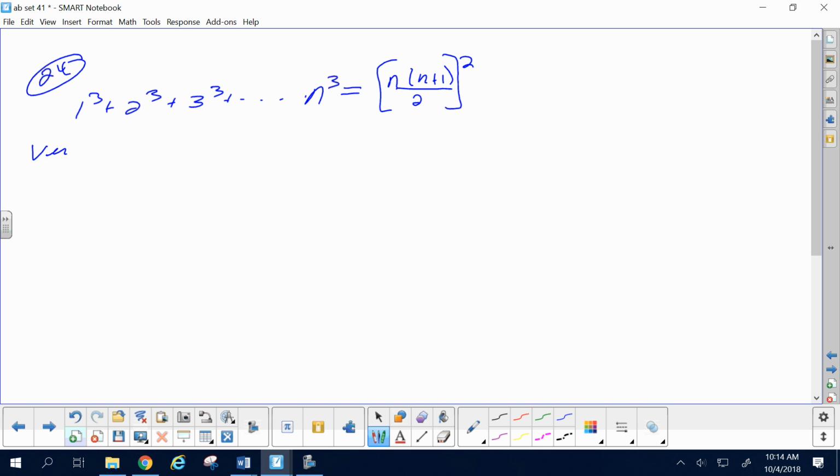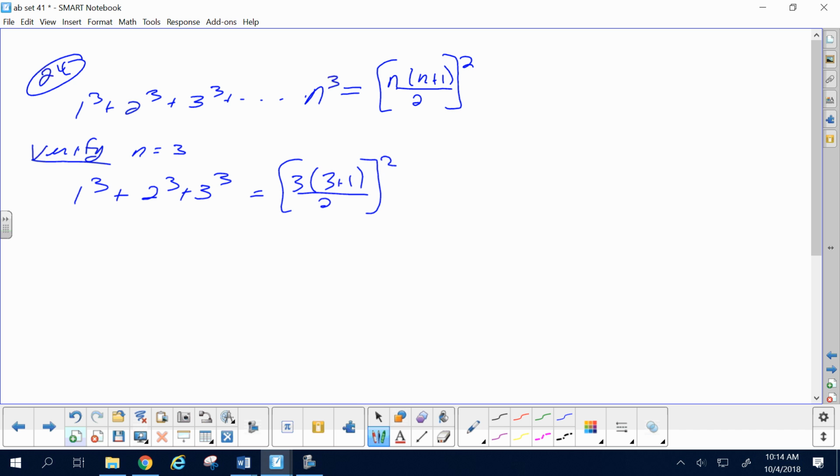So when they say verify, they're saying show that either doing this by hand or doing this by formula works out the same either way. In other words, show that the formula works for at least this case. It seems to be working.